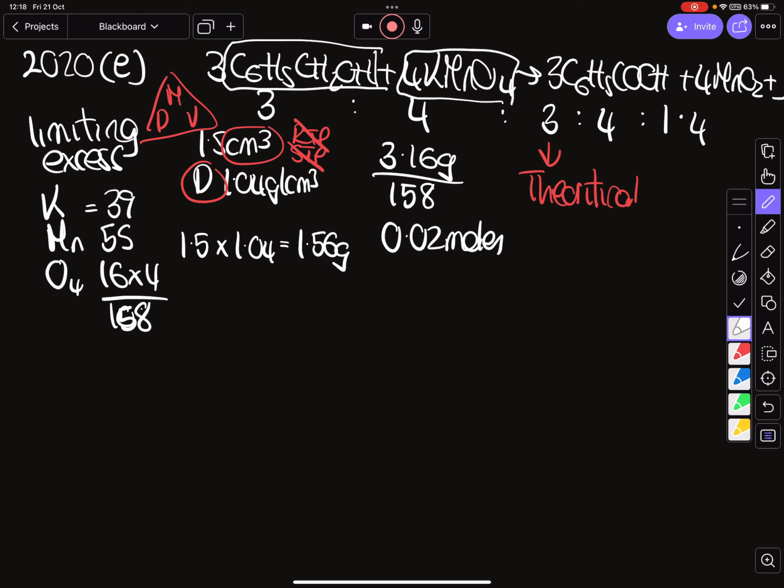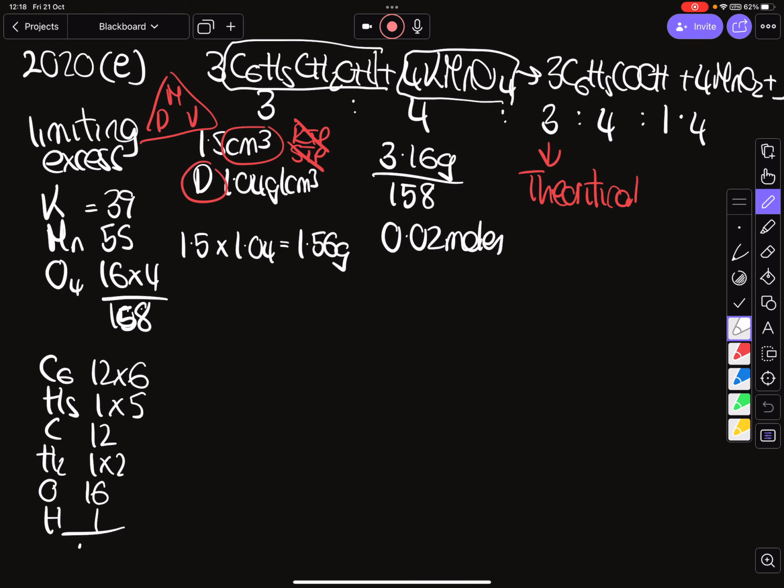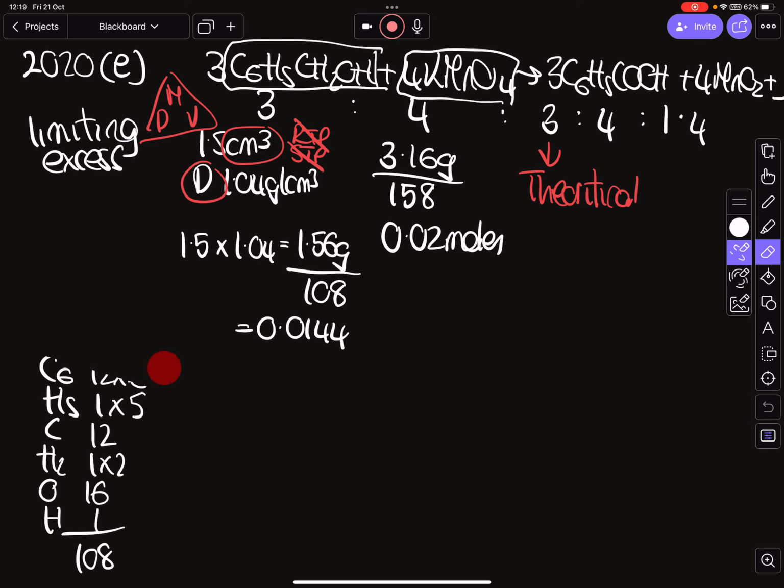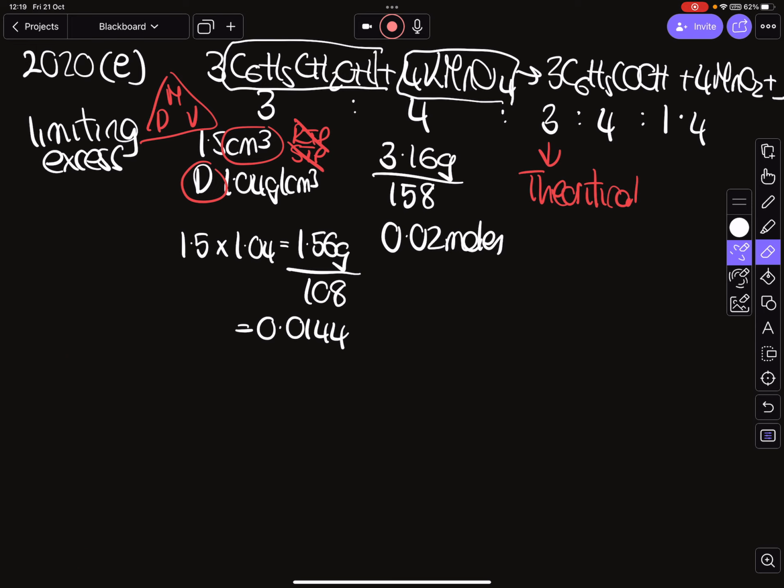I need to work out my molar mass for my phenylmethanol, so C6H5CH2OH. Ooh, did that wrong? So it's going to be 12 by 6, 1 by 5, 12, 1 by 2, 16, and 1. And when I add all those up, I get 108. So I'm going to divide 1.56 by 108, and that's going to give me 0.0144 moles.